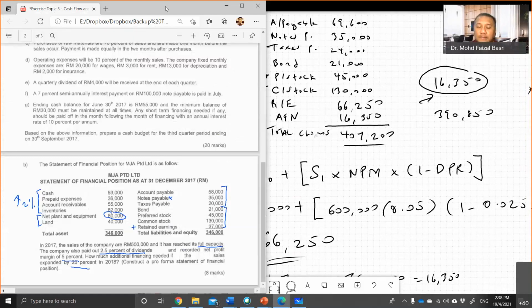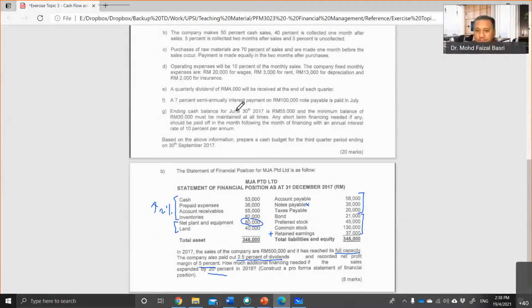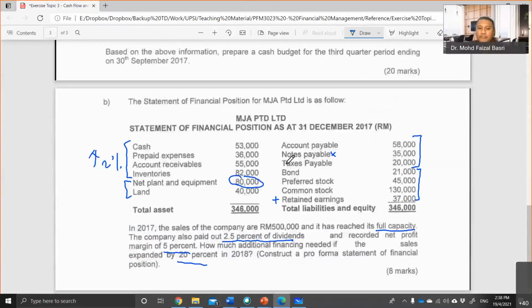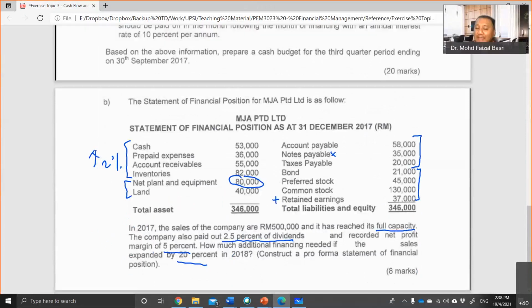Okay, there's a twist for the question. For this question there isn't one, but for other types of questions, they may include additional information. So for this question, let's say I extend the information. Okay, I may add.